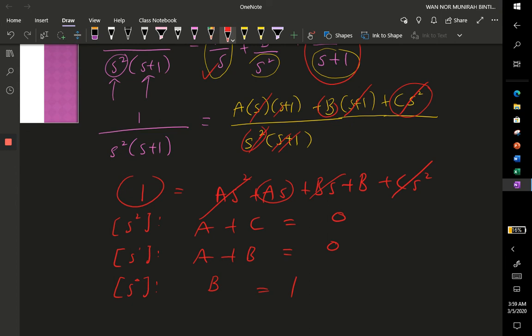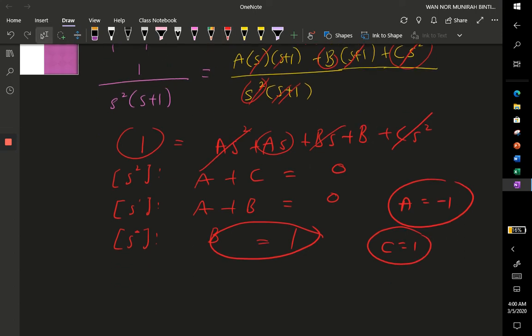I hope that this one is correct. Okay, alright. So B equals to 1. When B equals to 1, we can conclude that A equals to negative 1. When A equals to negative 1, so C equals to 1. Okay, I hope that I calculate this one correct. Otherwise, you try to punch your calculator to get A, B, and C. If I did wrong, you just correct the value of A, B, and C.